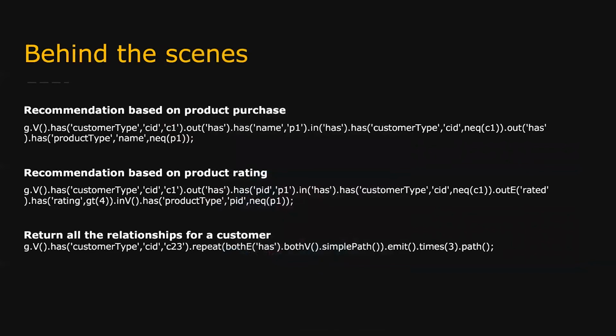Behind the scenes, the query is constructed by a simple Gremlin query without any complex join required. Take the first one as an example. The query means customer C1 purchased product P1, and it searches all other customers who also purchased P1 as well as other products, for example P2, then returns those products that the customer did not purchase. The second query is similar to the first one, but returns the results based on the product rating. And the third one simply returns all relationships of a particular customer.